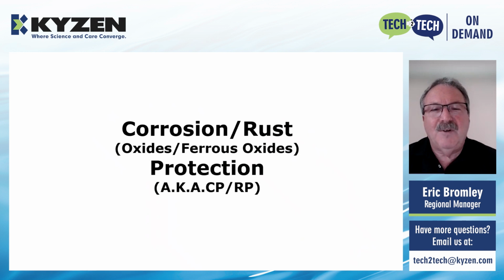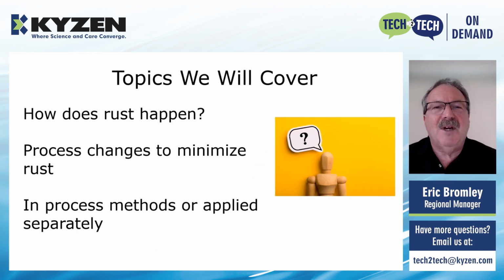And when I refer to it as a CP or an RP, CP meaning corrosion protection and RP meaning rust protection. Here at KYZEN, we technically use the terminology of corrosion protection. So throughout here, you'll be seeing CP. Some of the topics we'll cover today are how does rust happen? Process changes to minimize rust, both in process methods and applied separately. You can do both and they can both be equally effective.